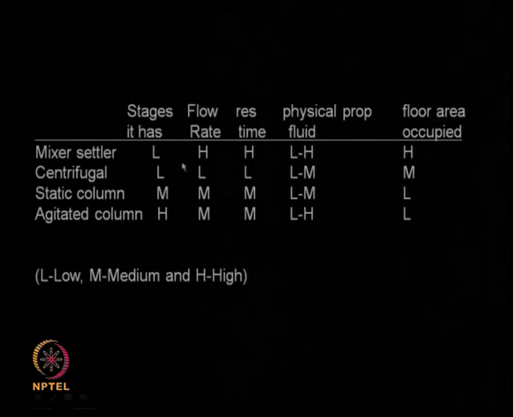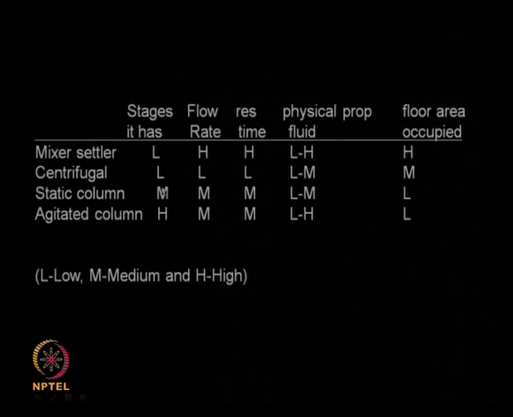Centrifugal separator, it does not have many stages, flow rate also has to be low, residence time is low, so that is good. Floor area occupied is much less when compared to a mixer settler. Whereas if you go to a column extractor, that is a vertical column, static column, agitated column, we saw a large number of columns. If you look at static column, it has some number of stages, flow rate is medium, residence time is medium, the floor occupied is very low.